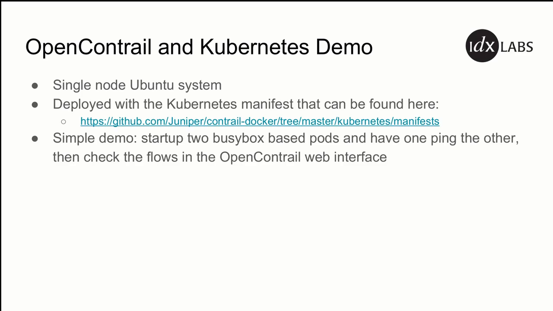And all we're going to do is a simple demo where we start up two busybox based pods and then have one of them ping the other one. And then we can go back into the Opencontrail web interface and we can see the flows.